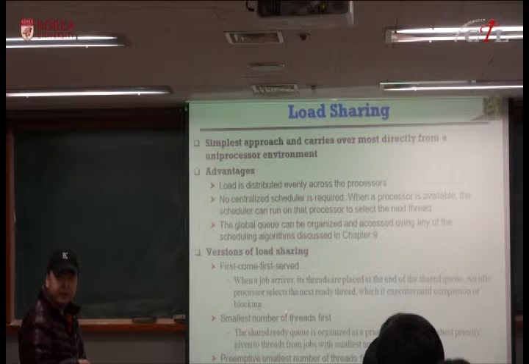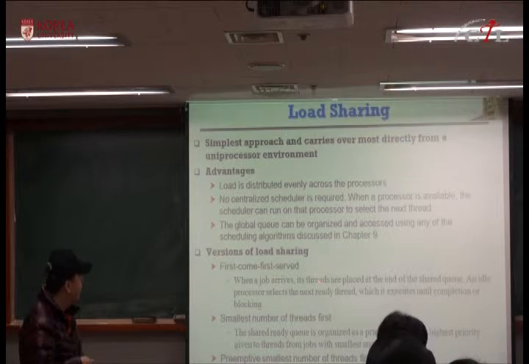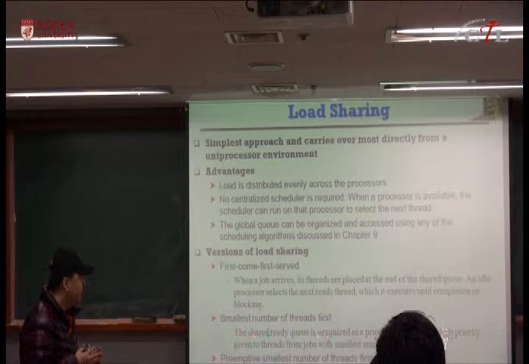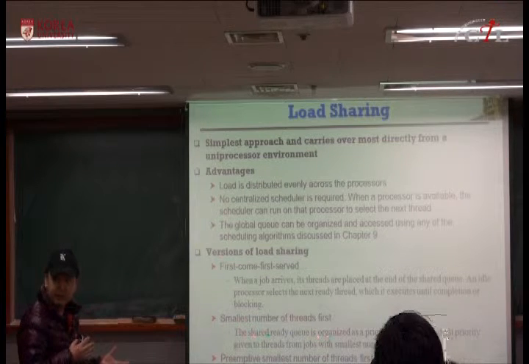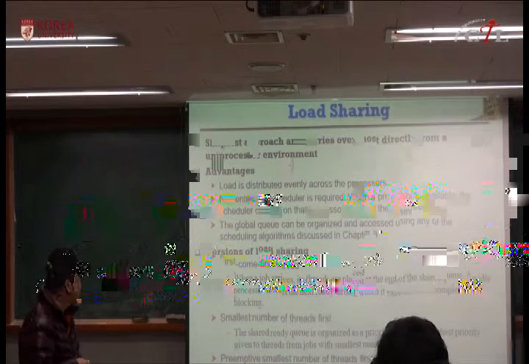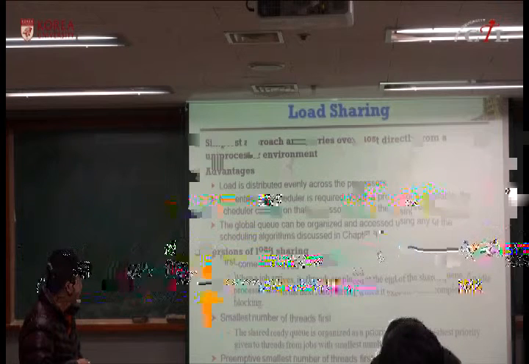Okay, if it's blocking, it goes back to the queue, and then whenever a processor is idle, it selects the first ready thread. The other version is called smallest number of threads first. So the shared ready queue is organized as a priority queue with highest priority given to threads from jobs with the smallest number of threads. If the job has few threads, then it gets higher priority. Okay, and this is the non-preemptive version, and this is the preemptive version, and these are different flavors of load sharing.